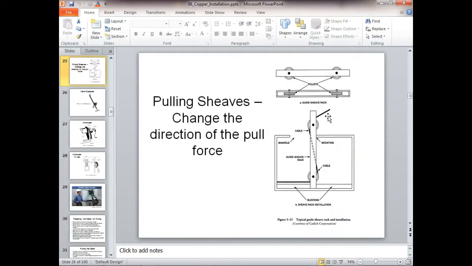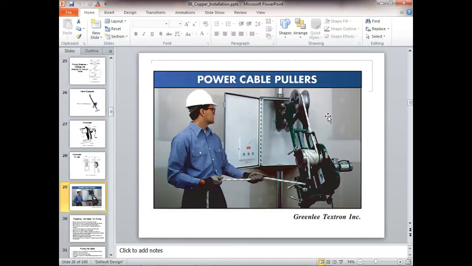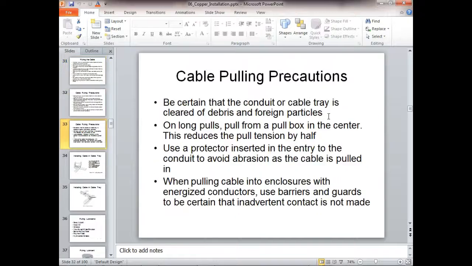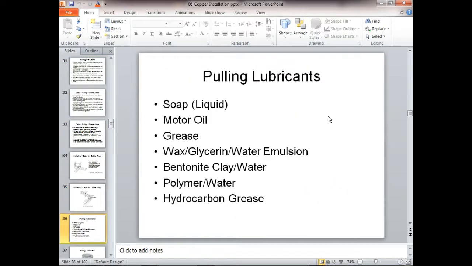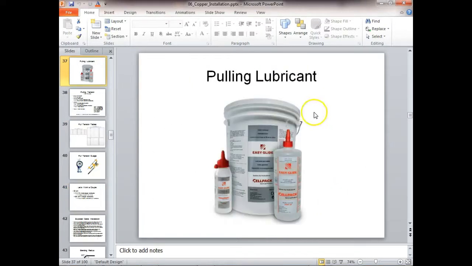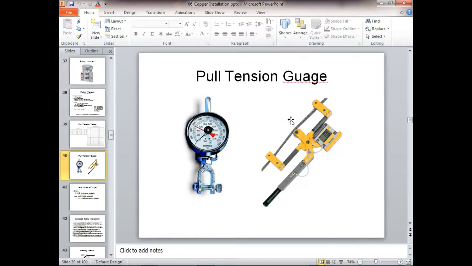And then we talked about, I found this too, the pulling lubricant that you can buy. You can buy this down at Lowe's, in big old buckets or in tubes. We looked at tension. These are tension gauges, so you can make sure you don't exceed the pulling tension of the cable that you're pulling.